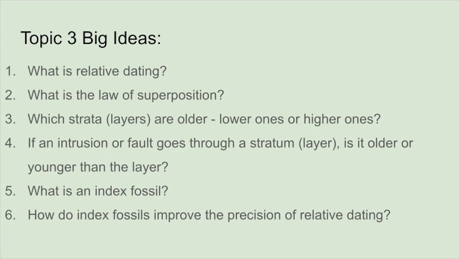Circling back to these big ideas that you've hopefully come away with. If not, just go back and see if you can find them, okay? What is relative dating? What is the law of superposition? Very important. Which strata, aka layers, are older? The lower ones or the higher ones? Okay, you should definitely be able to answer that. If an intrusion or a fault goes through a layer, is it older or younger than the layer? What is an index fossil? And how do index fossils improve the precision of our relative dating?